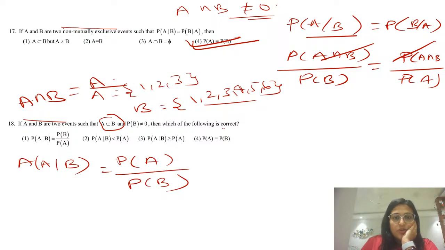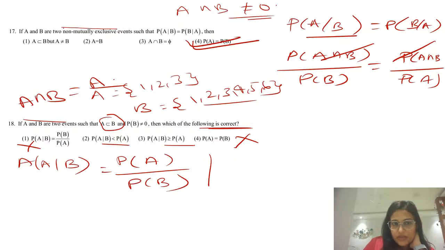Correct? Which of the following is correct? This is not correct. One is not correct. Now come to the last. P(A) is equal to P(B). How could P(A) be equal to P(B)? It's clear, P(A) is definitely not equal, because A is a subset, right? Now check in this and this.